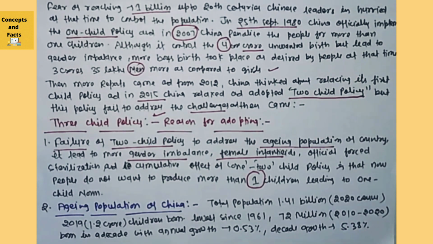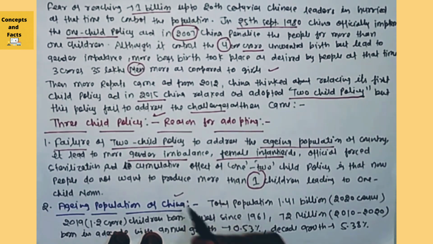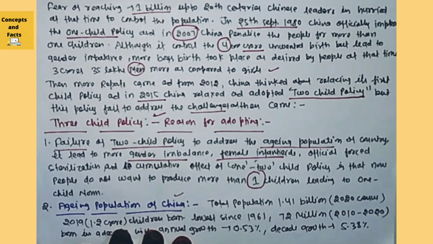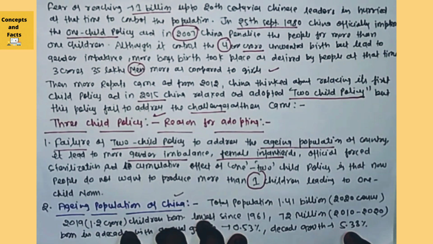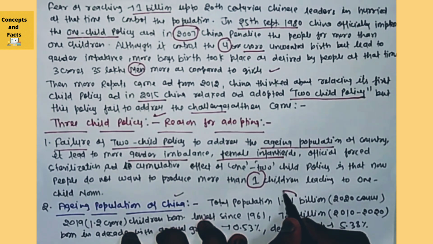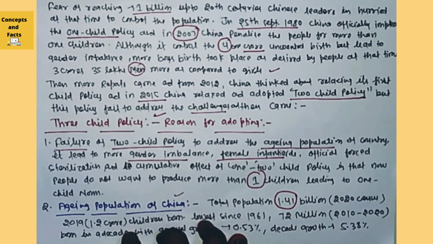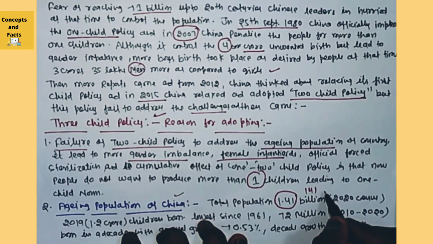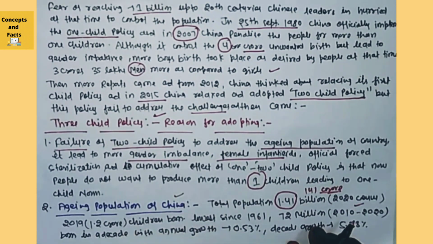Second, the most important reason which forced China to adopt the three-child policy is the aging population of China. Let's look at some data and try to understand through the data. According to the recent census of China, the population of China is 1.41 billion, according to the 2021 census.